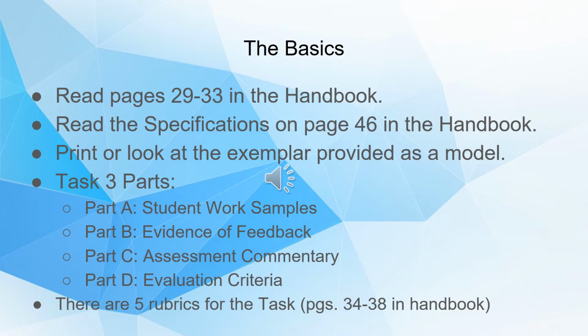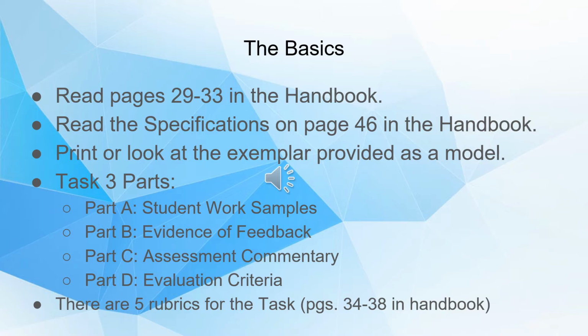For Task 3, you're going to have 4 parts. The first is going to be student work samples. So this is literally a copy of the work that your students have done. Part B is going to be evidence of your feedback to them. And again, we'll go over this more, but this can be a video or it can be a written document.